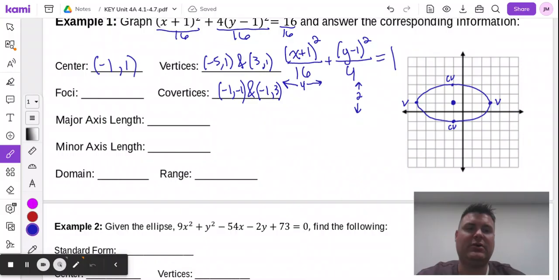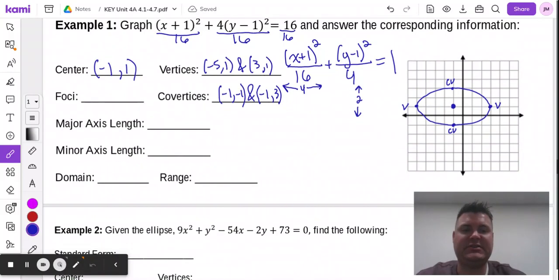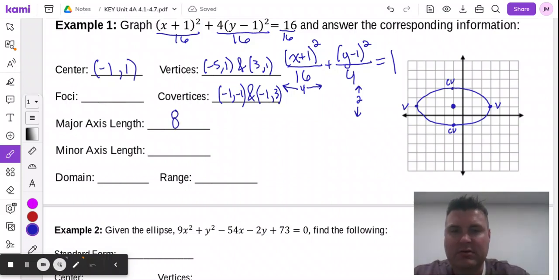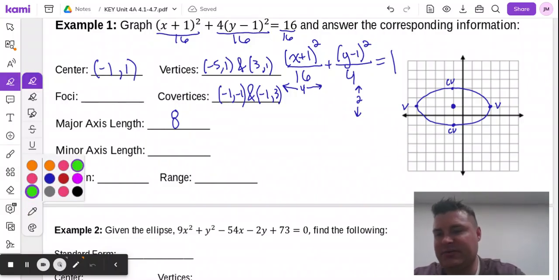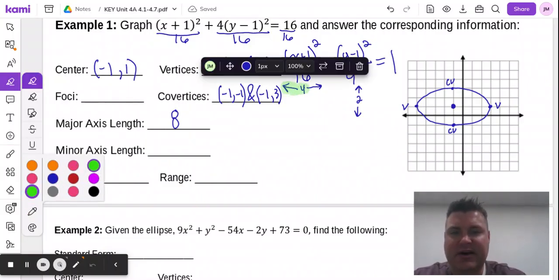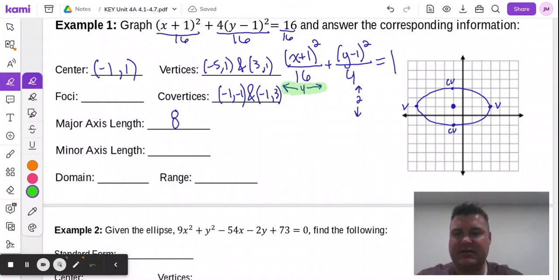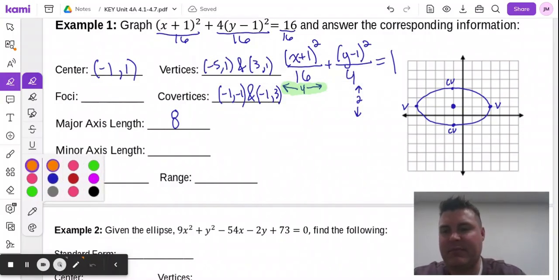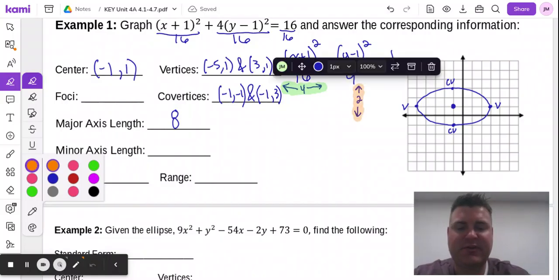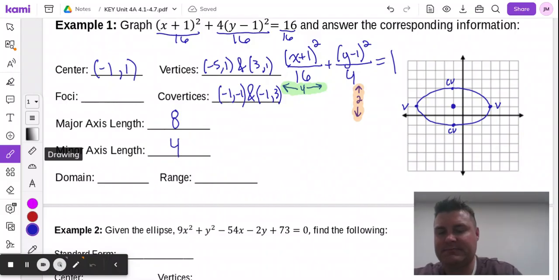Major axis length is only on the vertices. So how far is it from vertex to vertex? If you count right there, it's going to be 8. I draw this little part right down here. That tells me how far I ever go from the center. So if I go 4 left and 4 right, my total length is 8. Same thing with my minor axis. The minor axis is the smaller one. So if I go up 2 and then down 2, the total length here is going to be 4.